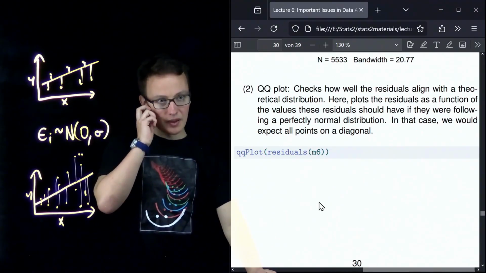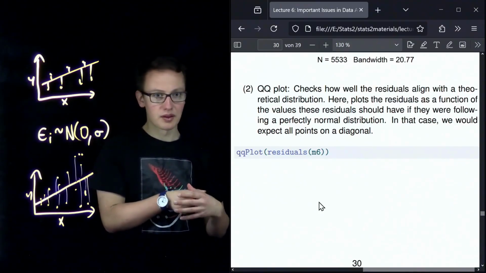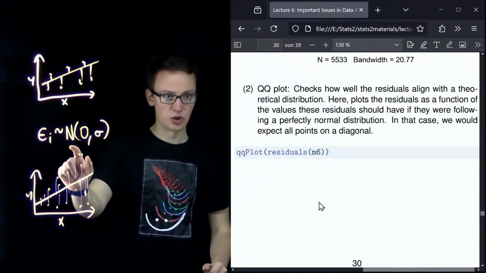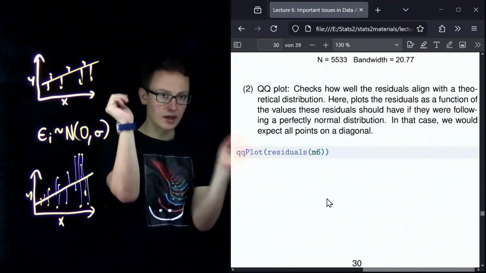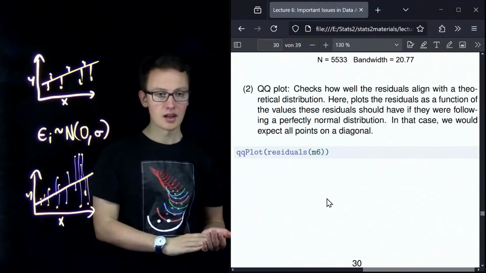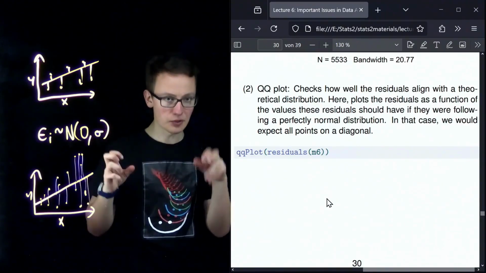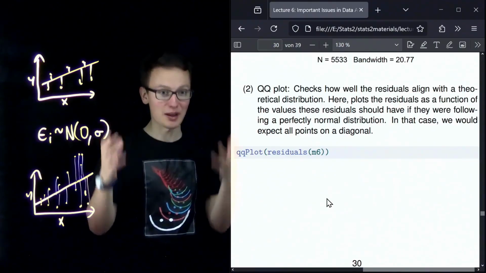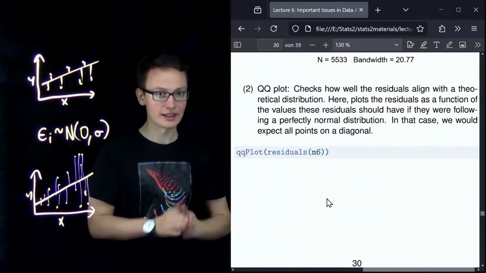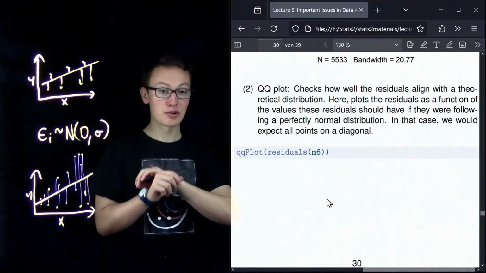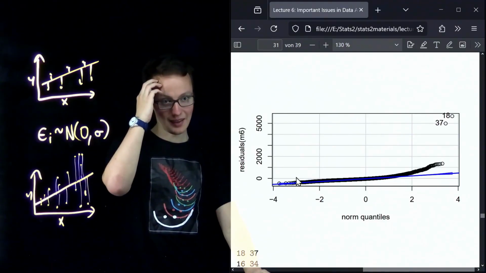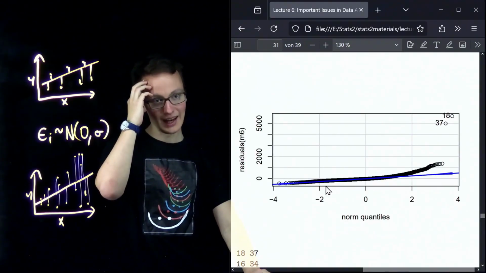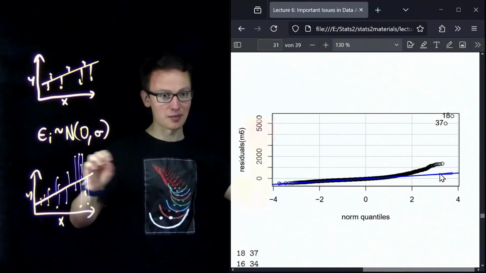The QQ plot is a plot that checks how well the residuals align with the theoretical, the assumed distribution, the normal distribution. It's a two-dimensional plot, and on one axis we have the observed residuals. On the other we have the ideal residuals, the values the residuals should have had if they were perfectly normally distributed. If the residuals are normal, then in the QQ plot they should lie on this line drawn here. But if they are not normal, then they deviate from this diagonal line.